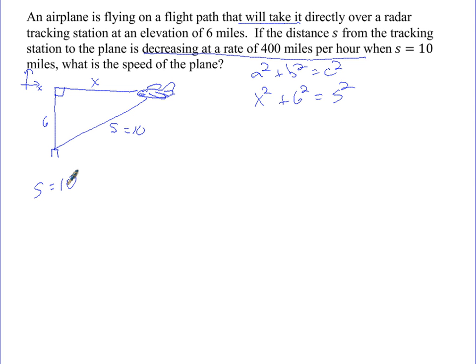Is that a constant? Yes, it is. So that would be what? Good. ds over dt equals negative 400. It's negative because it's decreasing. Okay? One more thing about this little coordinate system that I set up here.